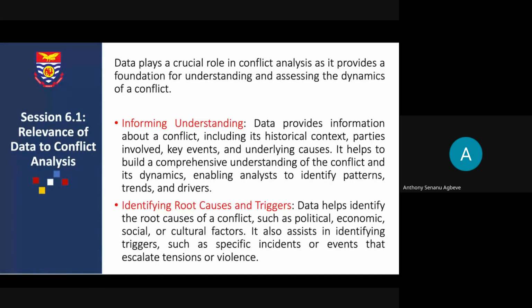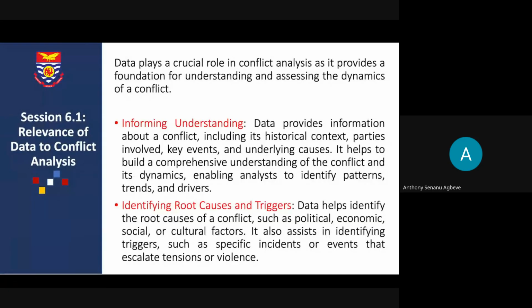So the benefits of the information you are getting. Why is the data very important? Because the data is very important because it provides a foundation for understanding and assessing the dynamics of the conflict, right? So the data is going to help you to understand the actual situation on the ground, right? So it gives you some kind of information as to what is actually causing the conflict, what is driving the conflict, right? So the first relevance of the data is that it helps to inform your understanding of the situation.